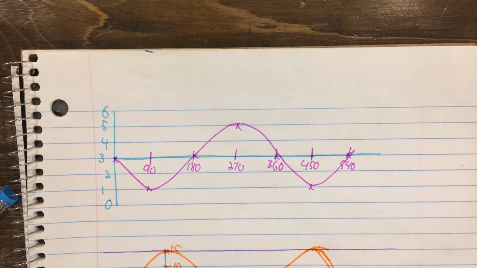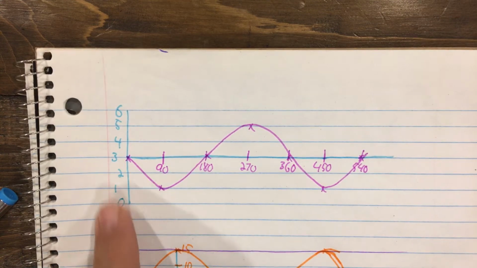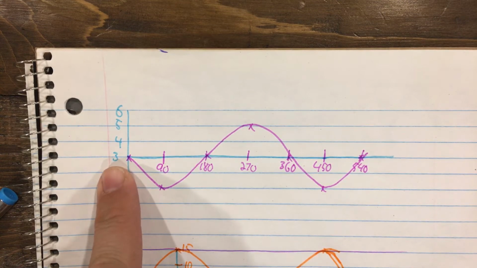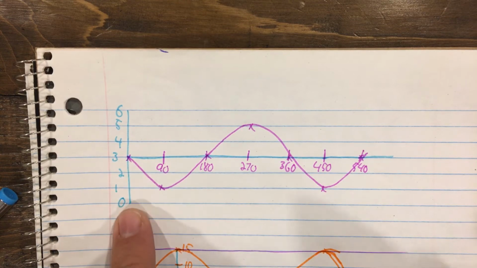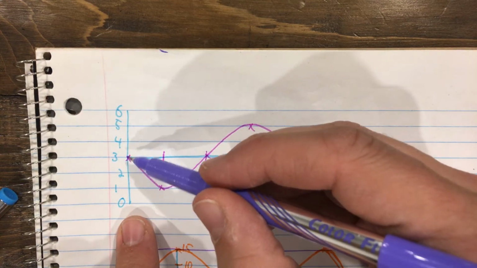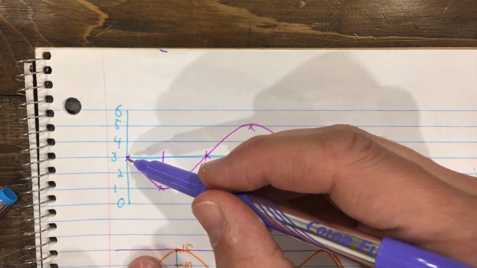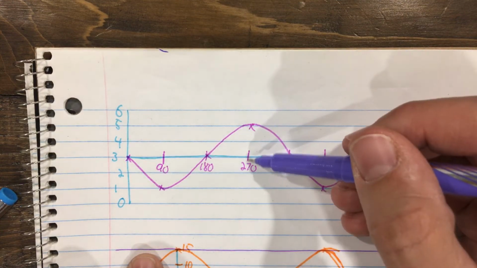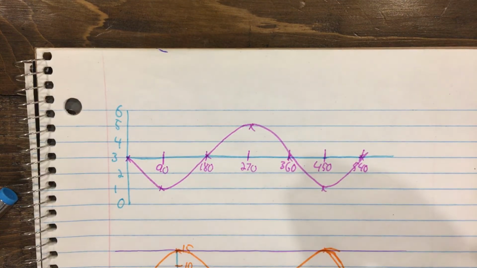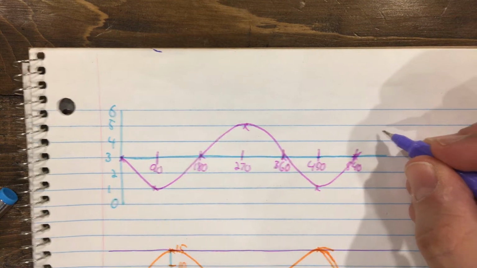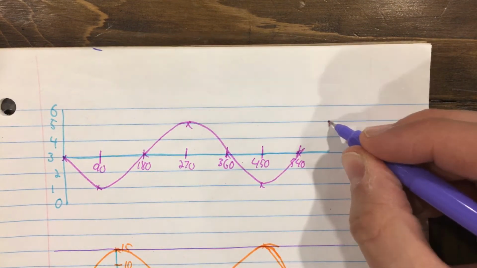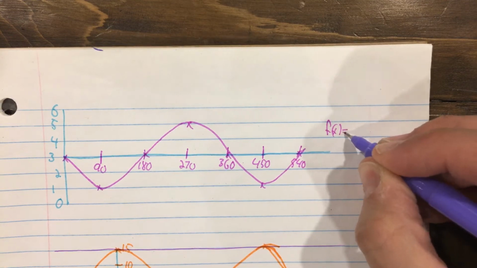There are some stretches, some movement, some phase shifts. First thing I'm going to notice is it's not centered at 0. It's up 3, so my midline is up 3. Also, it doesn't just go up 1 and down 1. It goes up 2 and down 2.